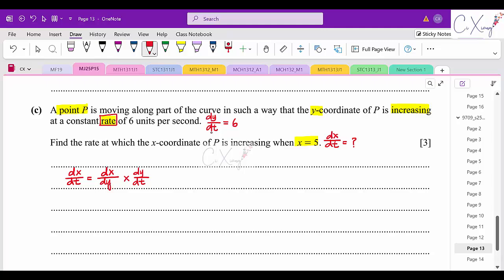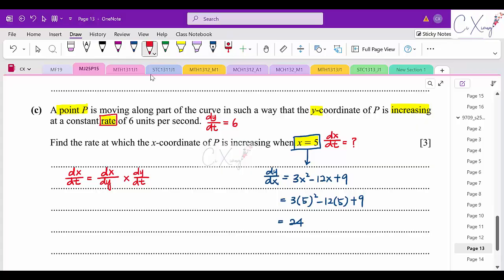Alright, okay, then let's have a look at the previous part now. Let us recall again what my dy/dx is here. So my dy/dx basically is equal to 3x squared minus 12x plus 9. When x is equal to 5, what is the value for my dy/dx? So please substitute inside. So we have 3 times 5 squared minus 12 times 5 plus 9. Okay, so if I didn't make any careless mistake, by right, this value should be 24.